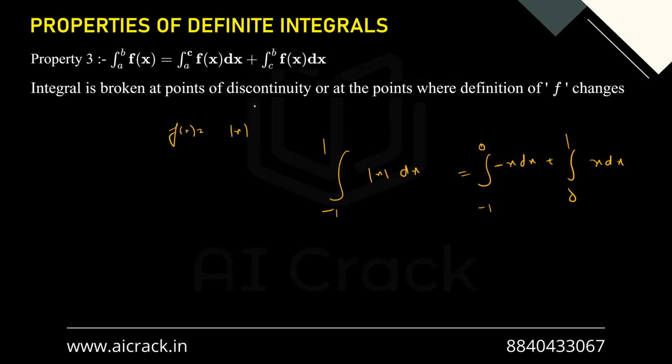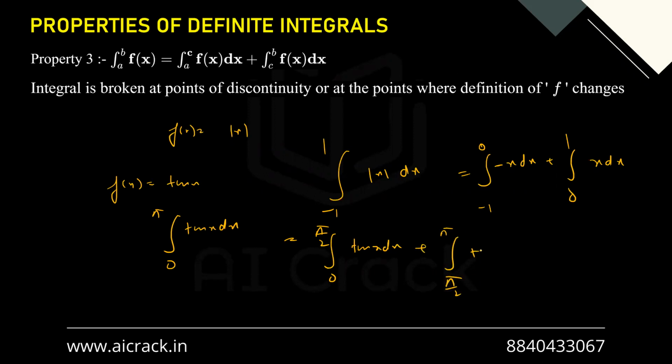Similarly, for the case of discontinuity, let's say we have f(x) equals tan x, and we are integrating from 0 to pi tan x. We know that we have a discontinuous point at x equals pi by 2. So what we'll be doing, we'll be integrating from 0 to pi by 2 tan x dx plus integrating from pi by 2 to pi tan x dx. So this is how we have to do it.